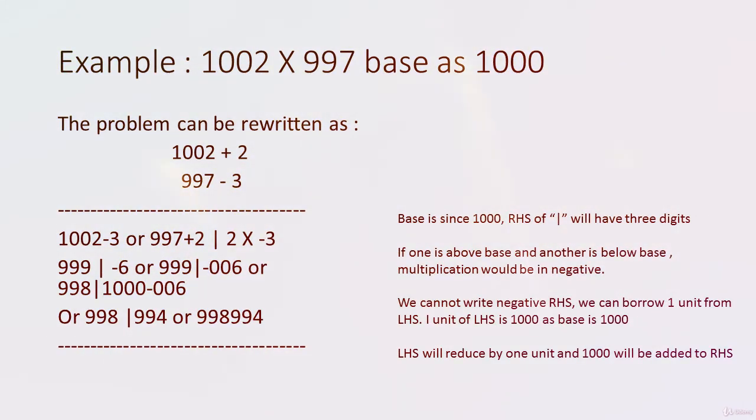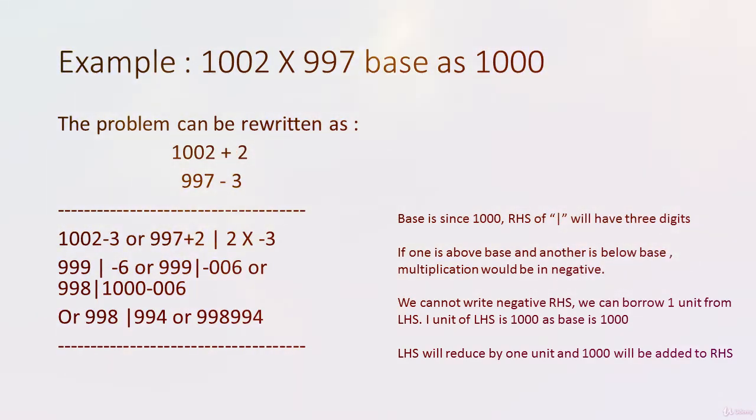Now we will do another example. It is 1002 multiplied by 997, and here in our case we have taken a base of 1000. Here one number is again above the base and another number is below the base. 1002 is 2 in excess of the base and 997 is 3 short of the base. We will write 1002 plus 2 and 997 minus 3.